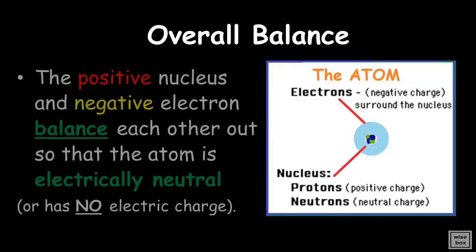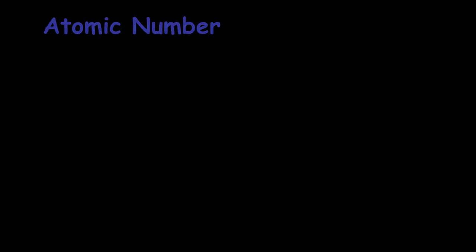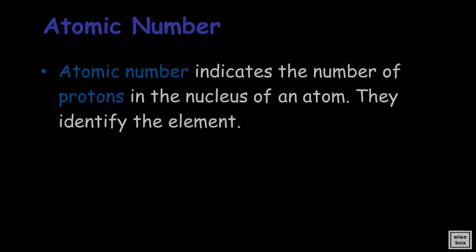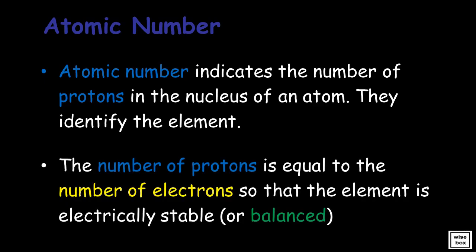The positive nucleus and negative electrons balance each other out. This means the atom is electrically neutral, or it has no electric charge. The atomic number indicates the number of protons in the nucleus of an atom. They identify the element. In an atom, the number of protons is equal to the number of electrons, so that the element is electrically stable, or balanced.